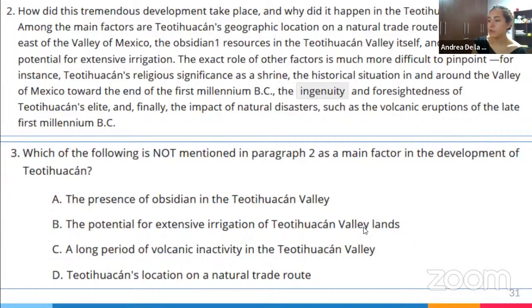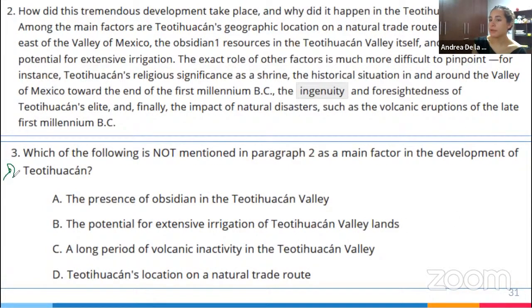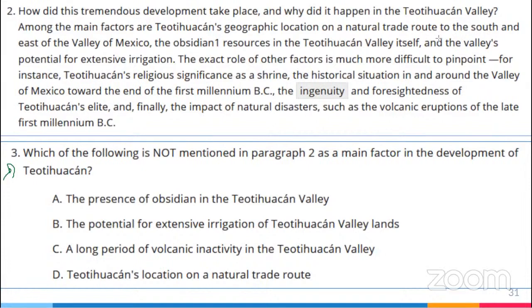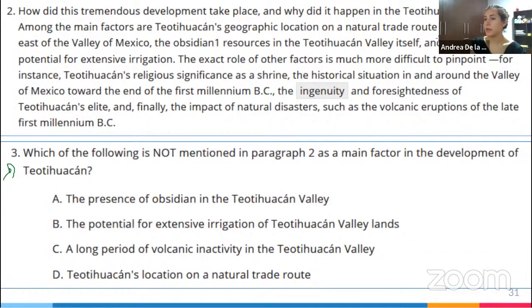Let's see, Jimena, could you please read question number 3, only the question? Sure. Which of the following is not mentioned in paragraph 2 as a main factor in the development of Teotihuacan? All right, thank you so much, Jimena. So same as before, I'll give you some time to think about it, to try to come up with an answer, and then we'll see what to do for this specific question.